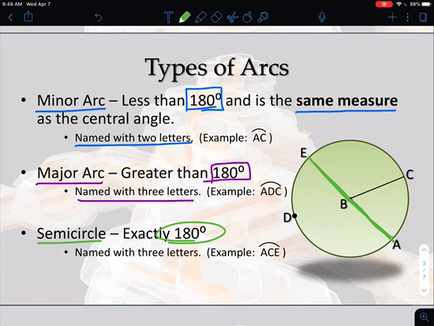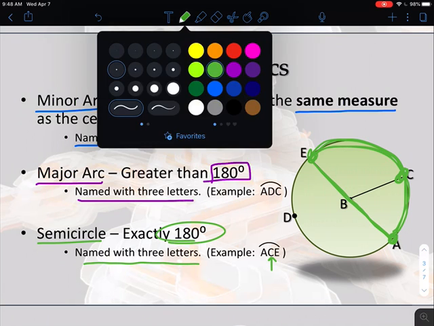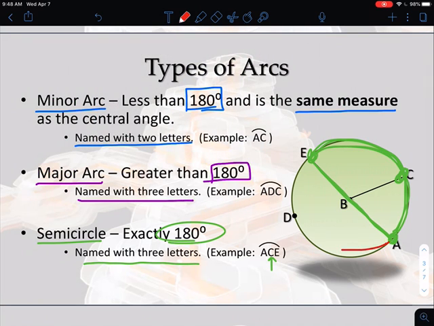And so when we name it, again, we use 3 letters because we have to know which direction to go. So if I start at A, I pass through point C, and I finish at E. So starting at A, I travel to C, and then I continue on to E. There's my semicircle. The reason that's important is because if all I did was say AE, that could have been this side that we just marked, or it could even be this other side because I go from A to E this way too.